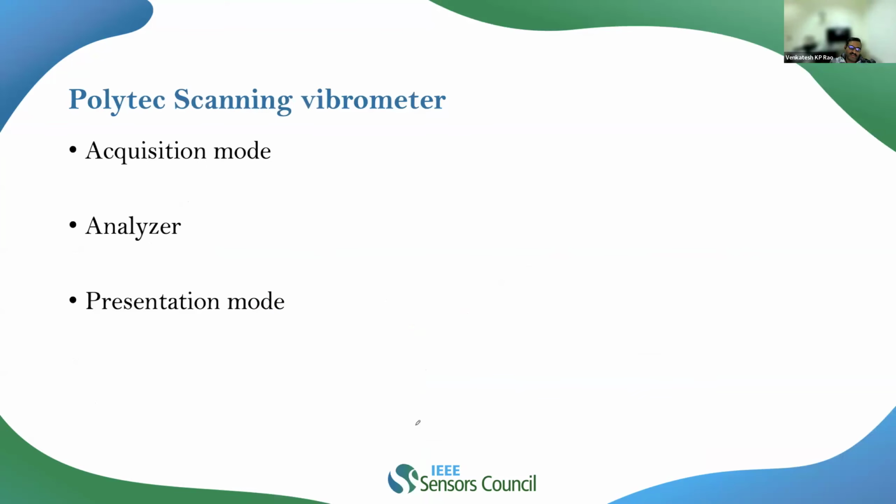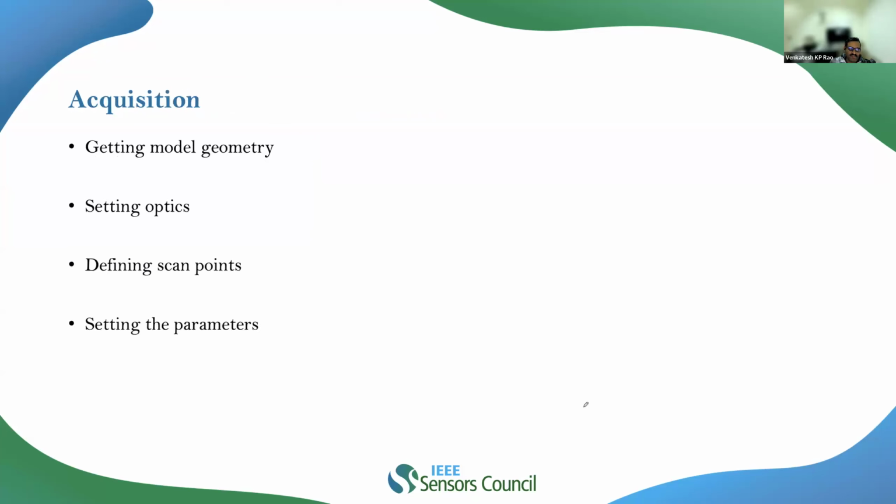In the case of this Polytec scanning vibrometer, we have three modes: acquisition mode, analyzer mode, and presentation. Just like in any of the commercial software, where you have pre-processor, processor, and post-processor, similarly in the vibrometer we have acquisition, analyzer, and presentation. In acquisition, we acquire the geometry, that is, getting the geometric model, and we set the optics and define the scan points, which is like the meshing, and then we set up the parameters. So these are several MEMS devices which are there.